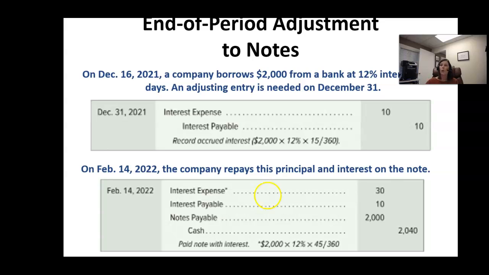And then we're going to reduce the interest payable for the $10 that we had already taken the expense for back in December, so that when we pay them the $2,000 that we owe them, it's going to reflect a cash payment of $2,040.